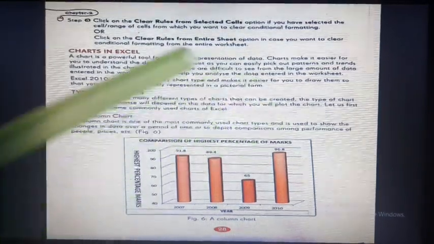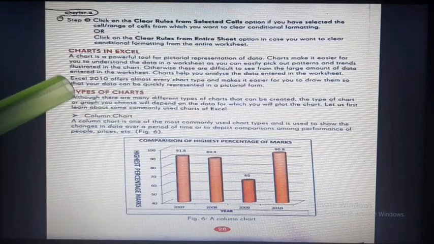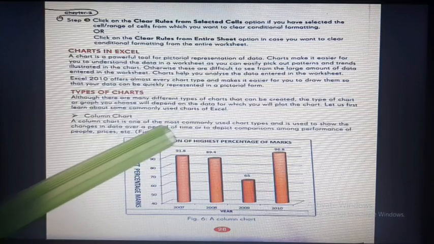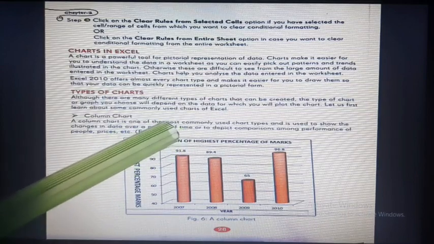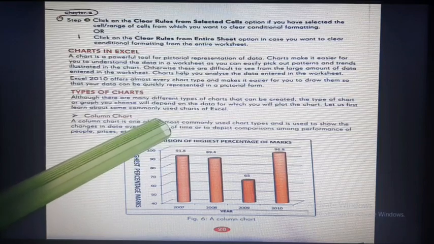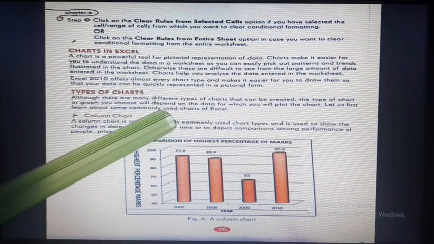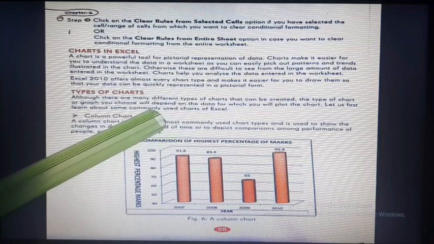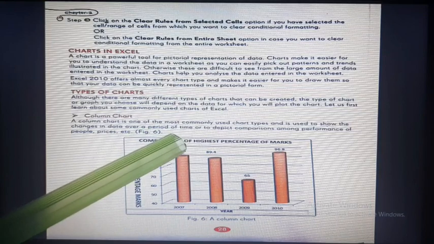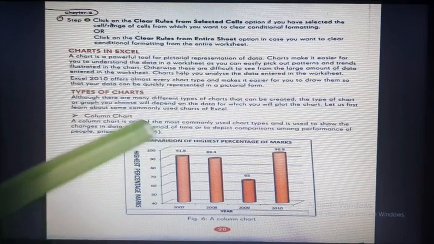We will choose the chart depending upon the data for which we are using, or the chart which we will plot.